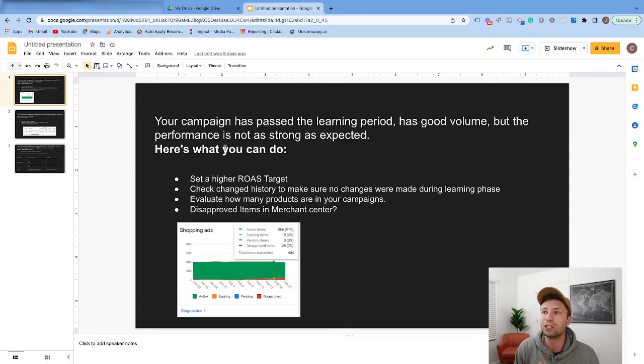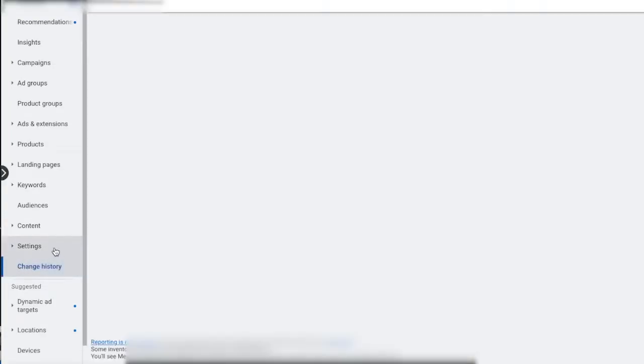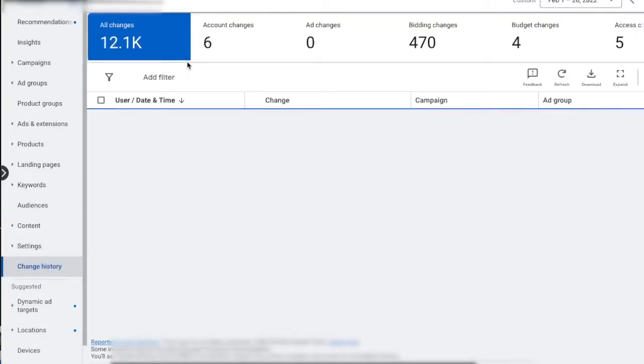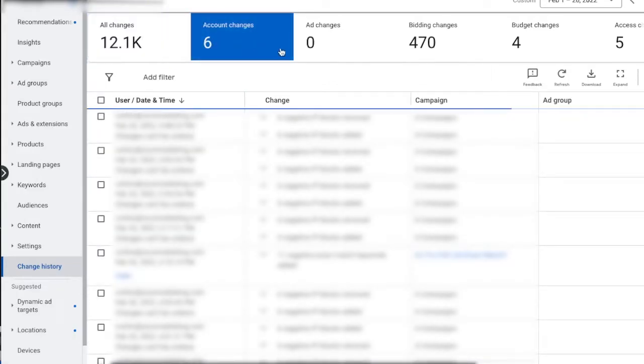Next thing you can do is check your change history to make sure no changes were made during the learning phase. I've noticed this a lot, that people think that they're out of the learning phase, but maybe 10 days in, they made a drastic change that had the algorithm restart the learning phase, or maybe it didn't reset the learning phase, but it was a big enough change that it could affect it. So go back into your change history.